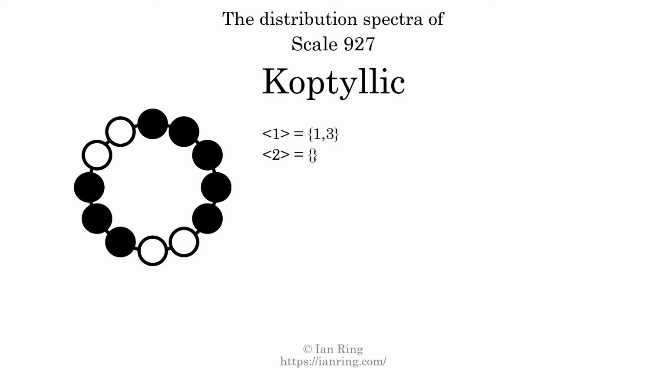The generic interval of two scale steps comes in two different specific interval sizes, 2 semitones and 4 semitones. The spectrum width of this generic interval is 2. The generic interval of 3 scale steps comes in two different specific interval sizes, 3 semitones and 5 semitones. The spectrum width of this generic interval is 2.